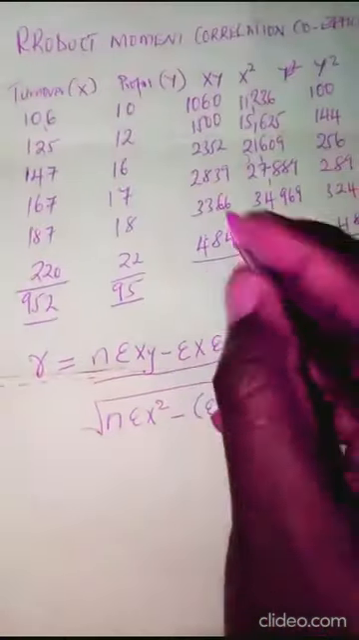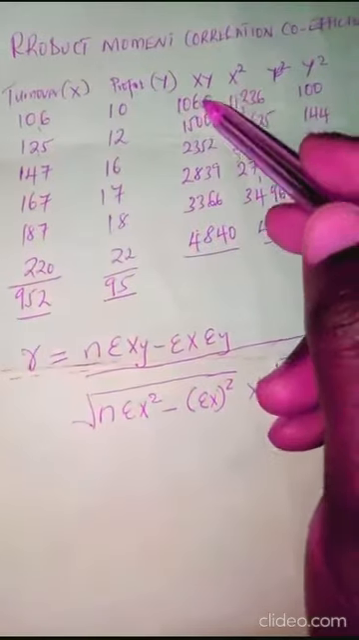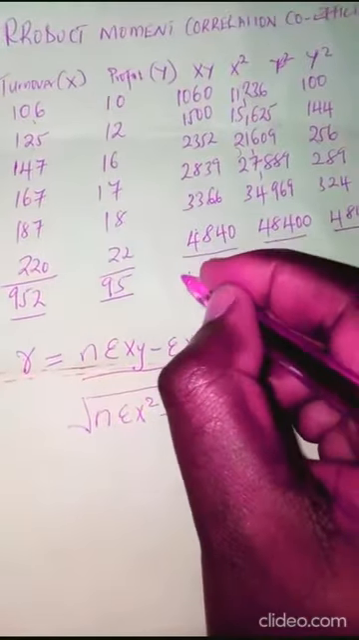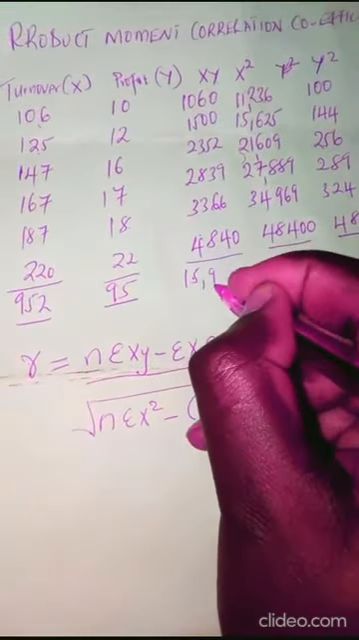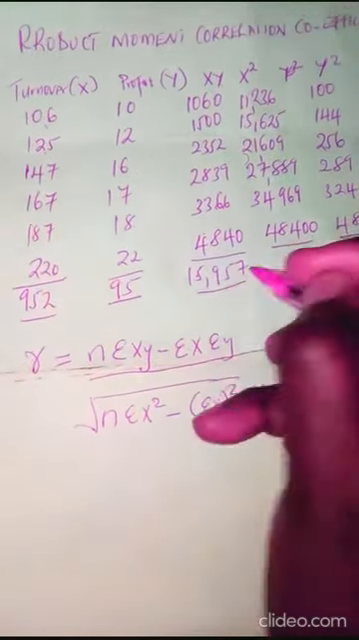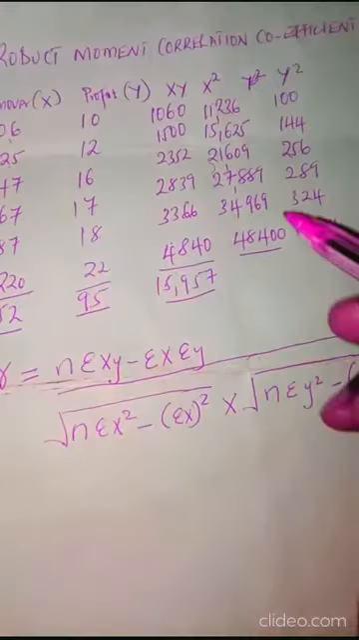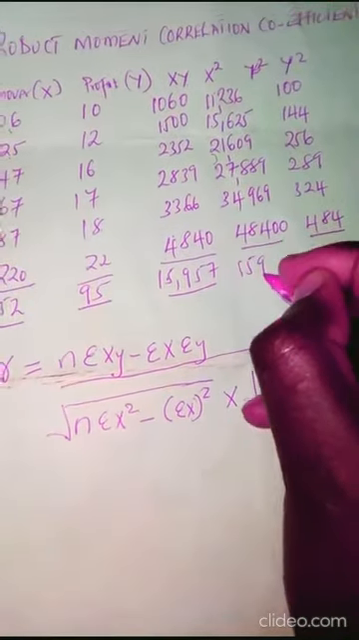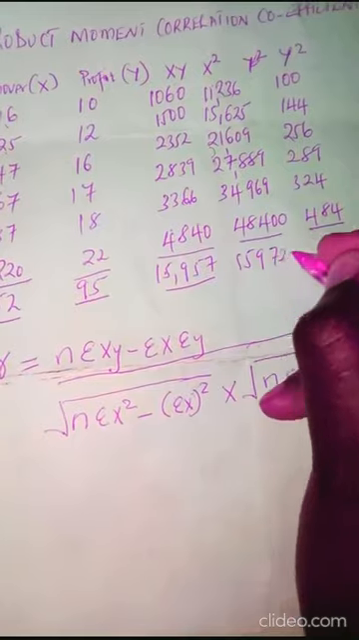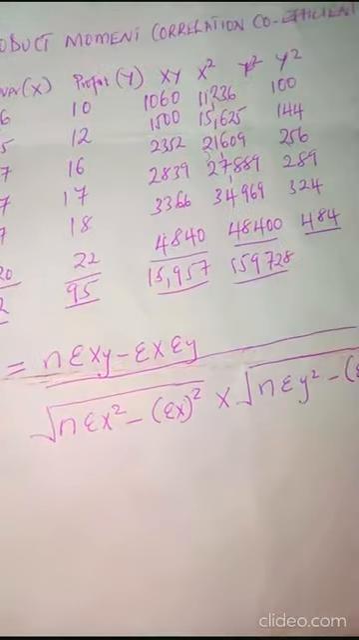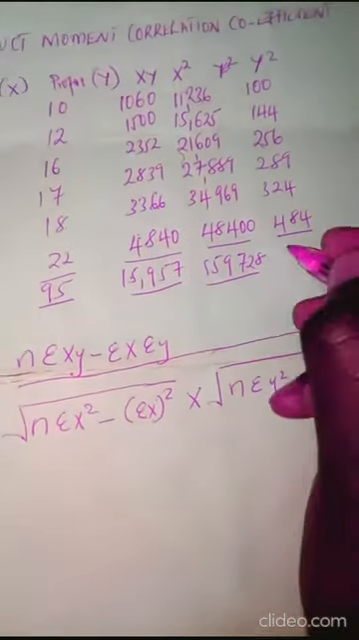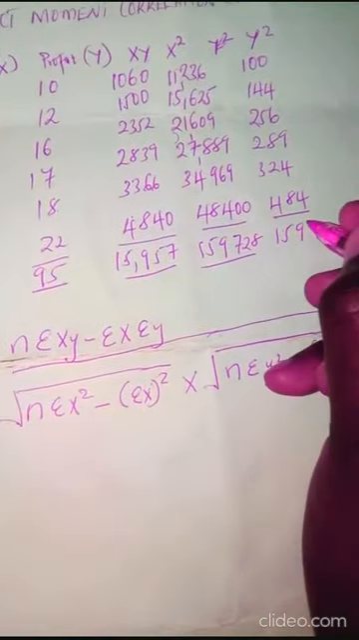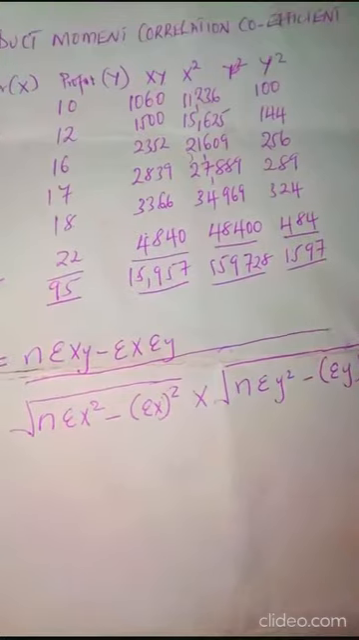Then you also add the summation of all the xy column, and you're going to get 15,957. All this you're getting by adding using your calculator. Then you have x squared, the sum is 159,728. And then finally you add y squared, which gives us a total of 1597. Those are the totals that we have.